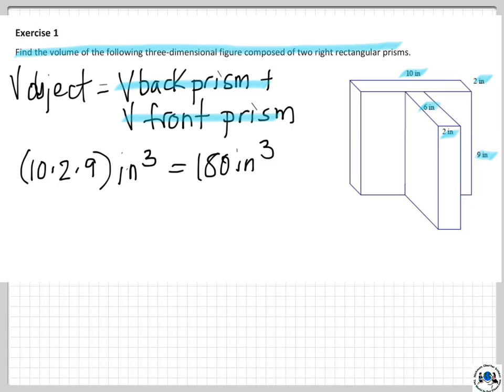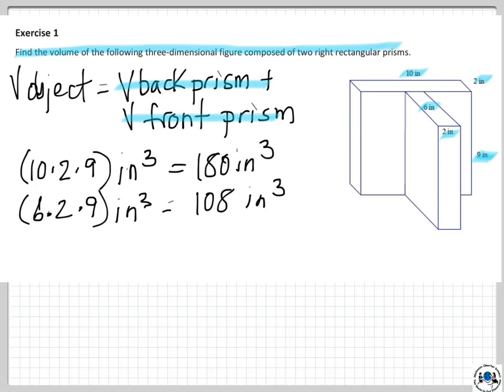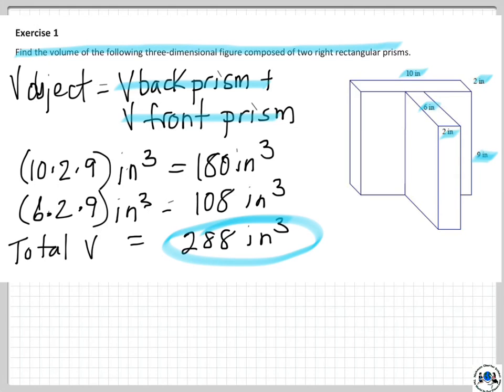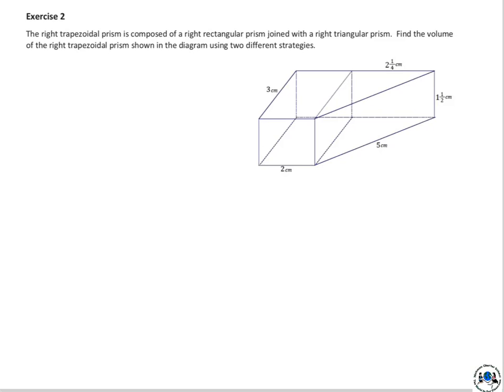Volume of the front prism. There are my values, and plug those in: 6 times 2 times 9 inches cubed, 108 cubic inches. The total volume, 280 cubic inches. Those two were pretty breezy, easy.